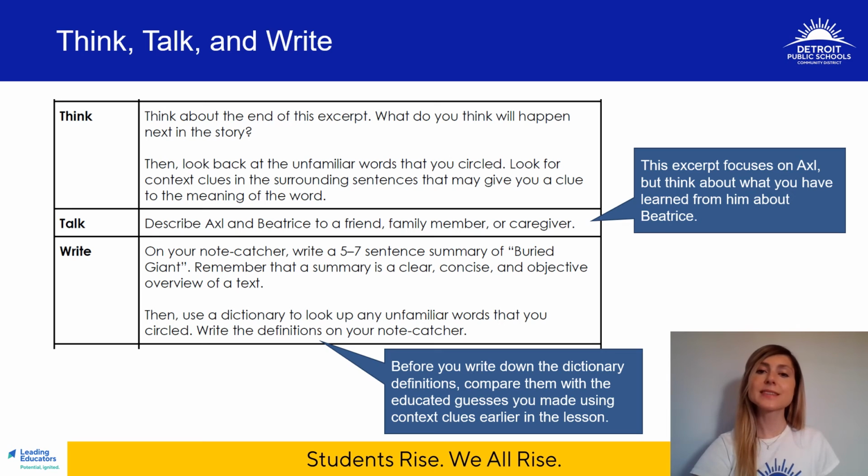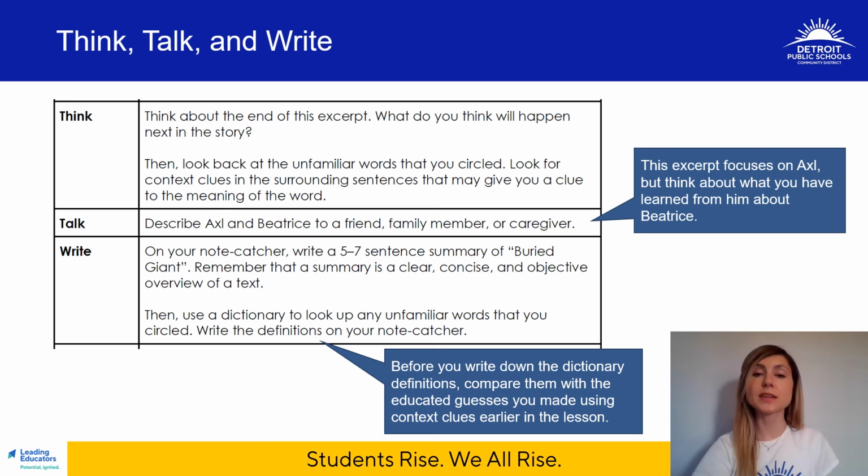Welcome back. Now let's tackle the other components of today's lesson. Next, I'd like you to go back to the text and review all of the words that you circled because they were unfamiliar. Spend some time reading the sentences and each word to see if you can determine the meaning from the context clues that you find. Write your best guess of the definitions in the margins. After that, find a friend or family member and describe Axel and Beatrice to them. Although this excerpt is told from Axel's point of view, think about what you have learned about him and about Beatrice and share your insights.